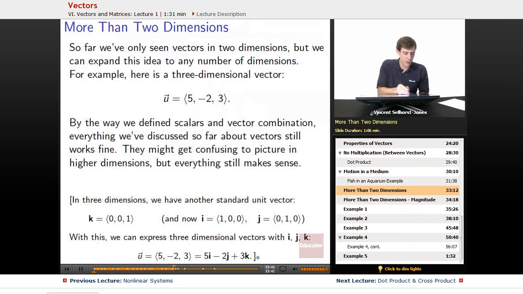Also, one little thing, if we're talking about 3 dimensions, you remember that i, j, we could talk about unit vectors as an alternate way of talking about component form.